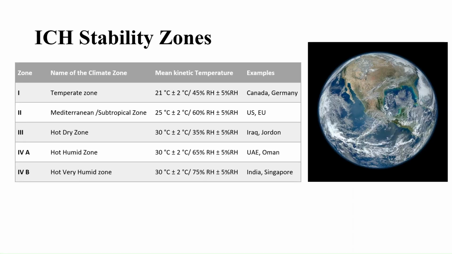Now we'll discuss the ICH stability zones, and it is one of the most important slides of today's presentation. So the globe has been divided into four climate zones based on the mean kinetic temperature. Zone 1 is the temperate zone, zone 2 is the Mediterranean zone, zone 3 is the hot and dry zone, zone 4A is the hot humid zone, and zone 4B is the hot very humid zone. Now a very important point to note here is that the zones have been divided based on the mean kinetic temperature. So mean kinetic temperature, in simple language, is nothing but a temperature which is very close to the mean temperature for that particular region.